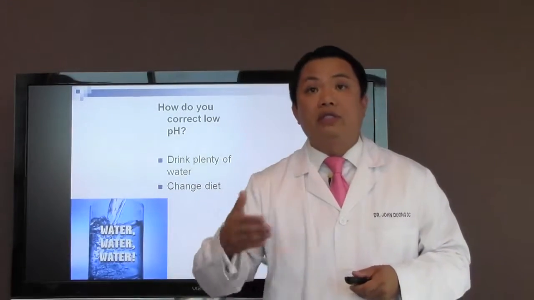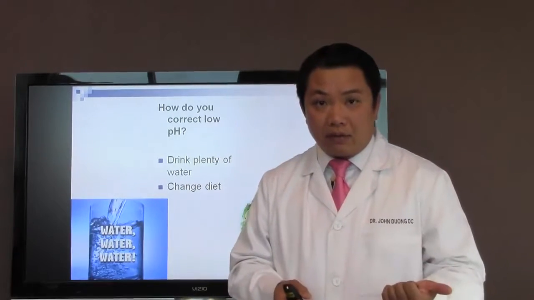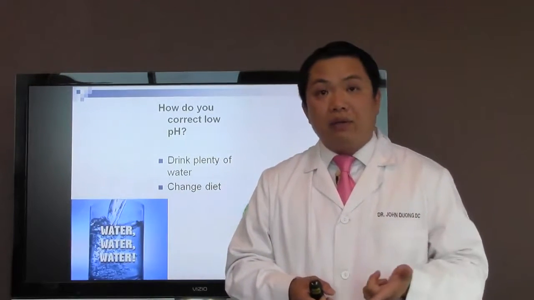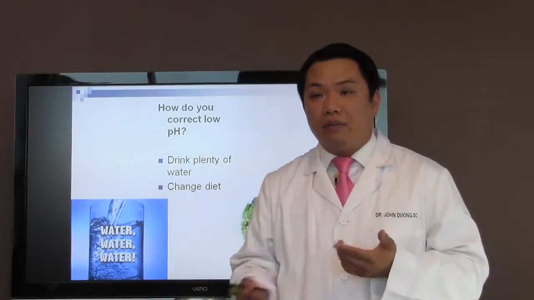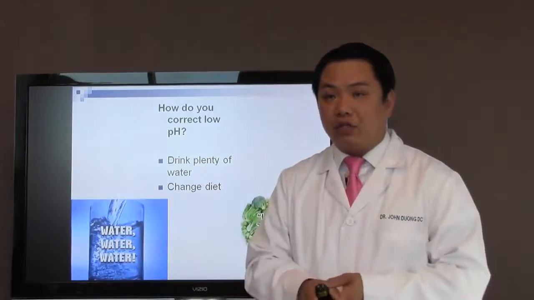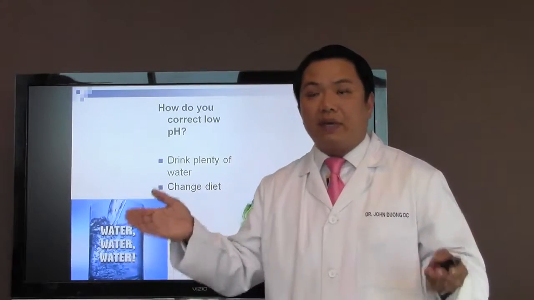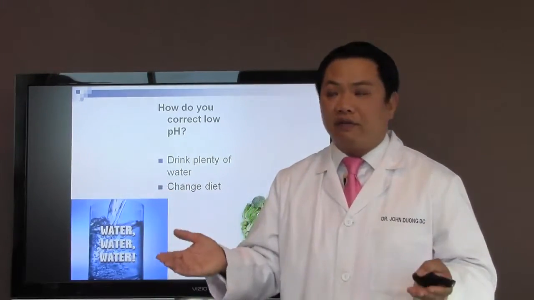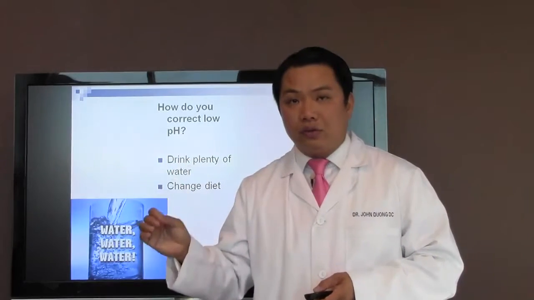You need to increase your minerals. The way that we increase the minerals is the pH salt and the mineral drops that we use. So that will help to increase the pH. So that's how you monitor your pH. You have to do it in a series and make sure that you hit 6.4 to 7. That is extremely important for your body to function.